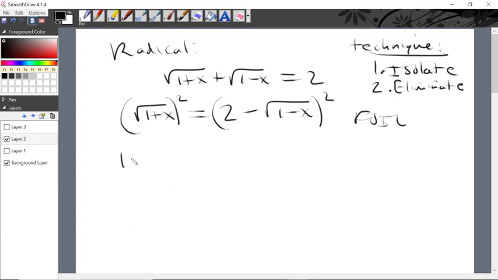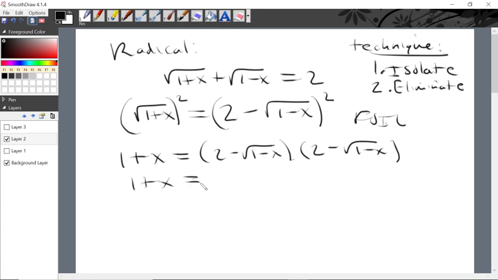On the left-hand side, we will be left with just a 1 plus x. On the right-hand side, we are figuring out what is 2 minus root 1 minus x times 2 minus root 1 minus x, and we are FOILing that out. 2 times 2 gives us a 4. We get a minus 2 times root 1 minus x, but then we get another minus 2 times root 1 minus x, so for a minus 4 root 1 minus x. And then minus times minus is a plus, and root 1 minus x times root 1 minus x is just 1 minus x. Alright, now we can reassess.